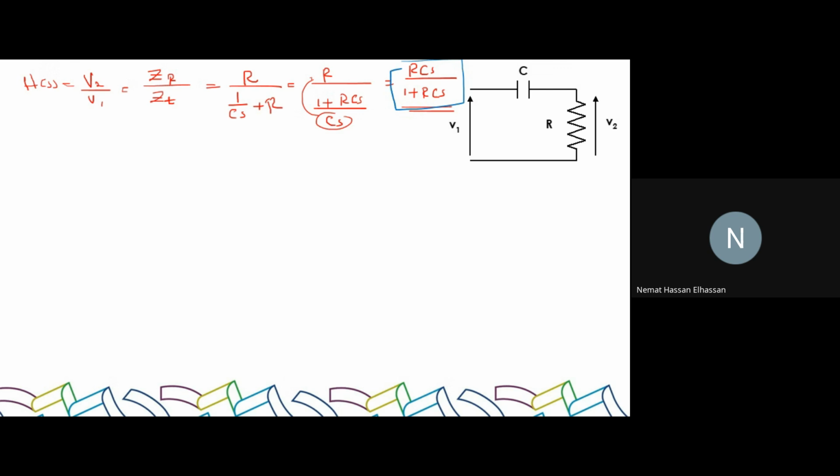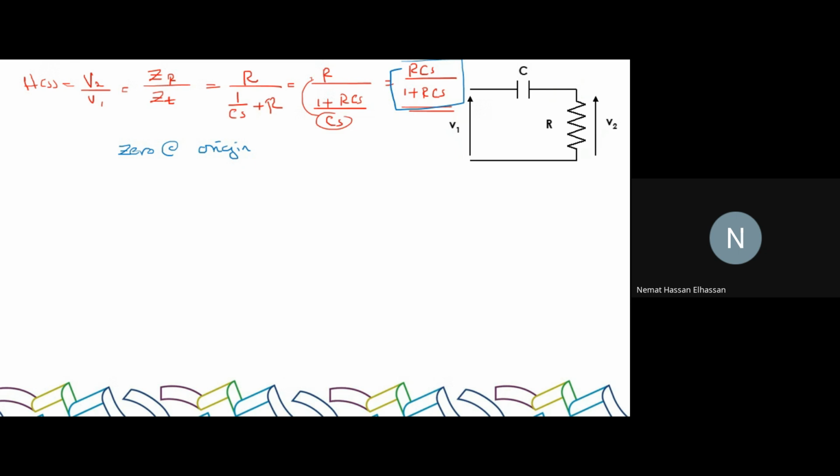So now let's again try to find the elements. Do we have zeros, values of S that will make the numerator 0? Yes, which is 0. Perfect. So we have 0 at origin. Origin means at point 0.